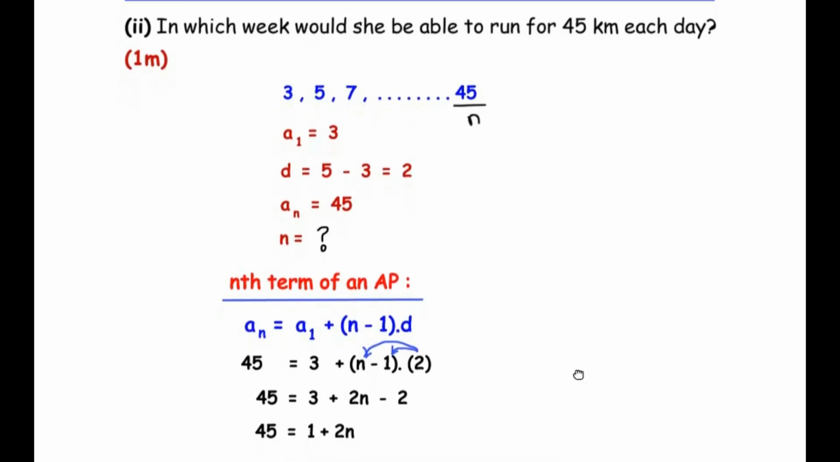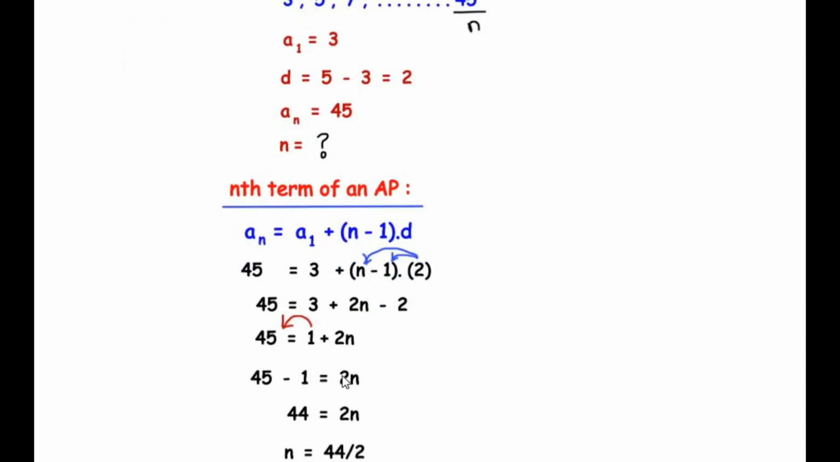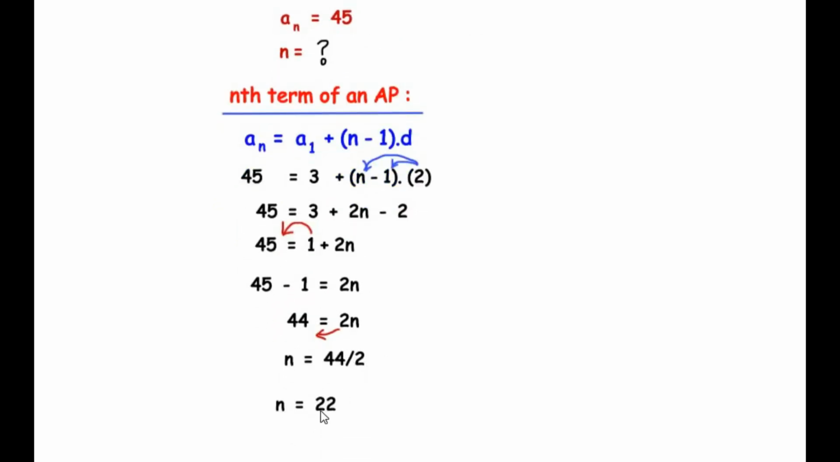Now let us simplify it further. 45 still remains the same, is equal to 3 minus 2 will give us 1 plus 2n. Now taking 1 on the left hand side, we get 45 minus 1 is equal to 2n, and 45 minus 1 is 44, is equal to 2n. Now taking 2 on the other side of the equal to sign, it divides 44. So 44 divided by 2 gives us n is equal to 22.